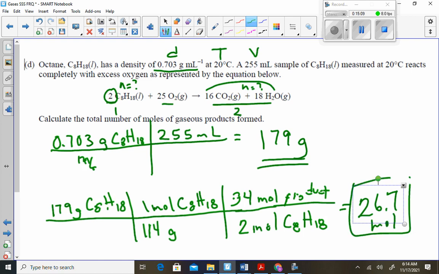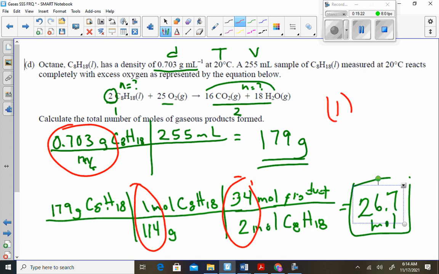Okay. So using any of the conversion factors for density or mole-to-mole ratio or molar mass gets you 1 point. And you got 1 point for finding the moles of the product, or 2 points for this part D.